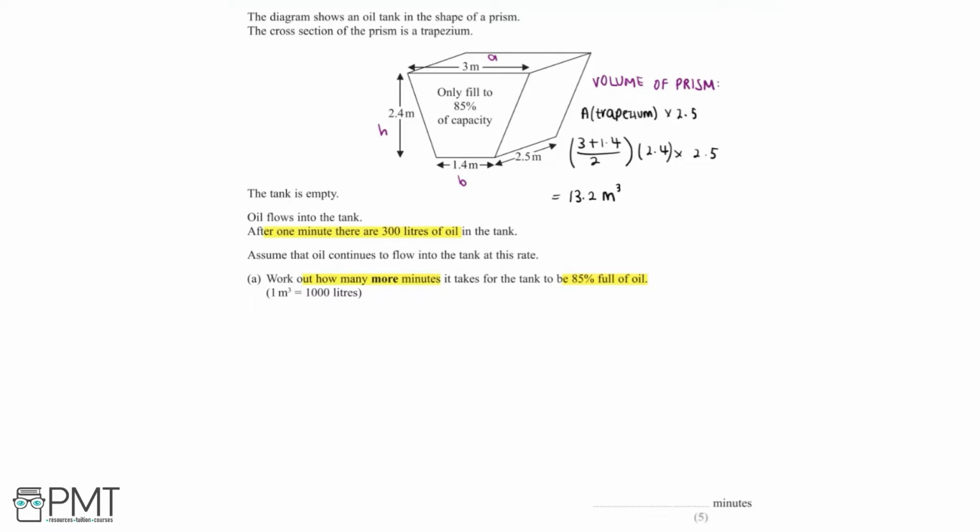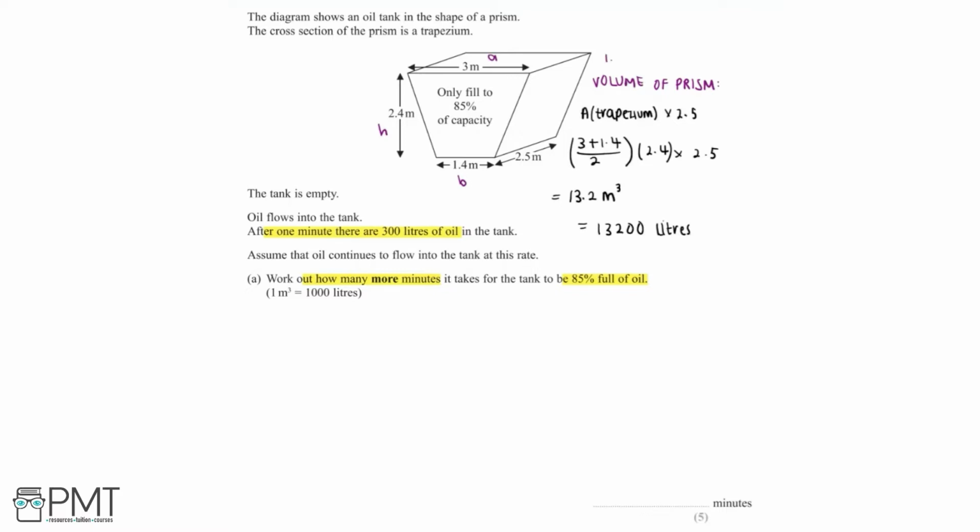Now since we're told that after 1 minute there are 300 litres of oil in the tank, it will be useful to convert the volume of the prism into litres. Since 1 metre cubed is equal to 1000 litres, we can find the volume of the prism in litres by doing 13.2 multiplied by 1000. And so we can say that the volume of the prism is equal to 13,200 litres.